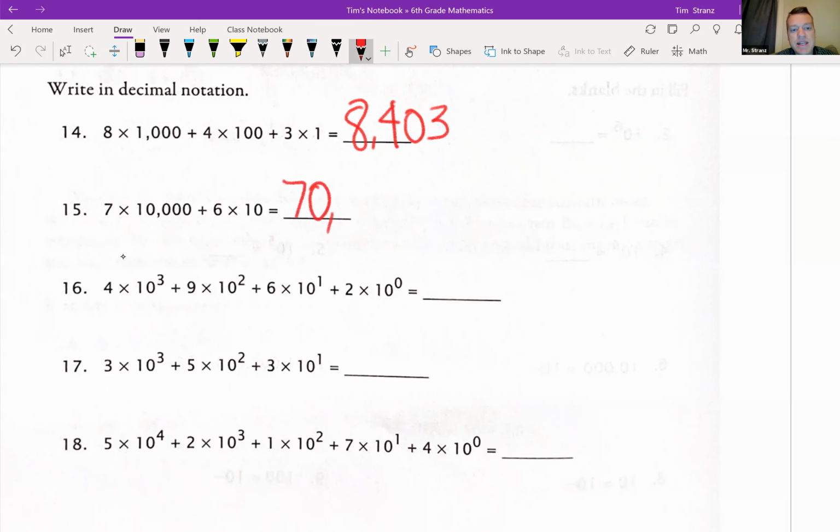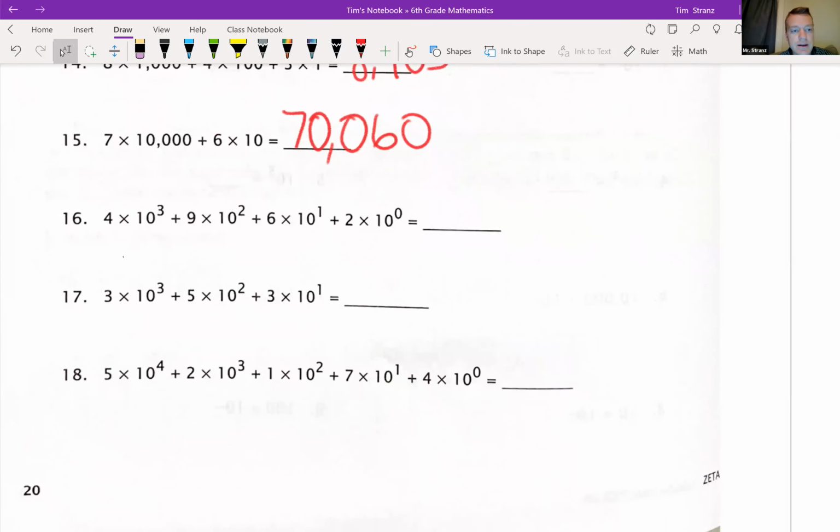And then we got 6 times 10, which is 60. So there's nothing in the hundreds place. There's going to be 60 in the tens place, and then nothing in the ones place. Okay, number 16, 4 times 10 to the 3rd, which is going to be 4,000. Okay, 9 times 10 to the 2nd, which is 900. 6 times 10 to the 1st, which is 60. And then 2 times 10 to the 0, which is 2.